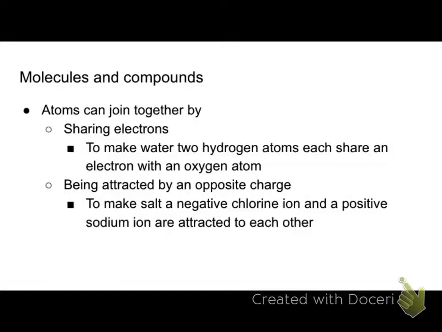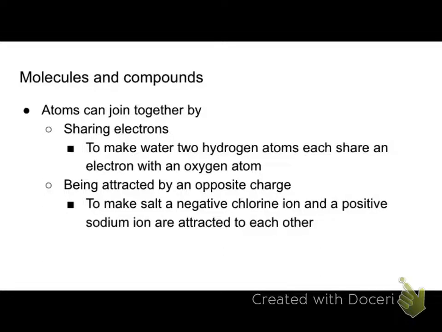The other way to form an ion is by being attracted to an atom of opposite charge. So in order to make salt, you need a negative chlorine ion and a positive sodium ion, and they get attracted to each other because they have opposite charges, right?